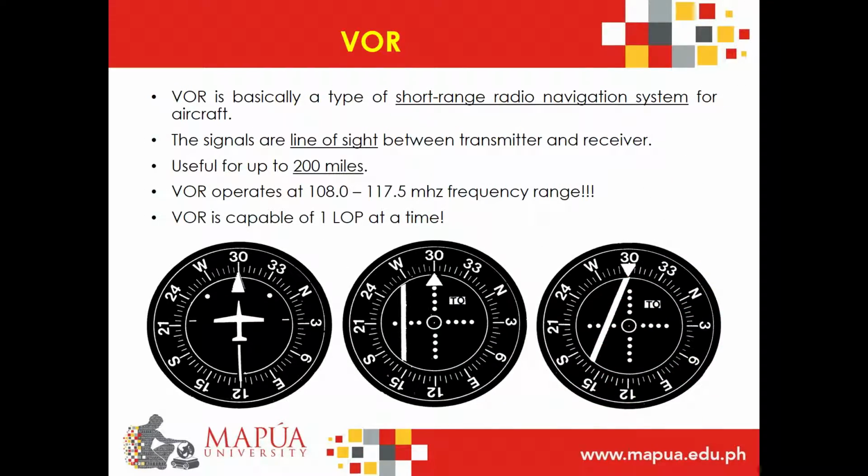VOR is basically a type of short-range radio navigation system for aircraft. The signals are line of sight between the transmitter and the receiver, useful up to 200 miles. VOR operates at the 108 to 117.5 MHz frequency range.